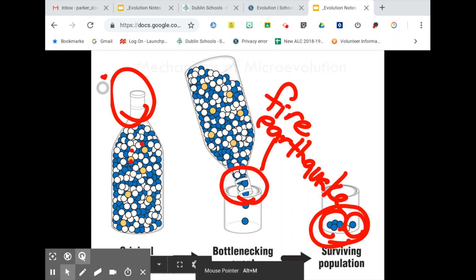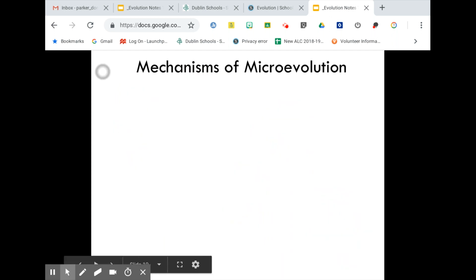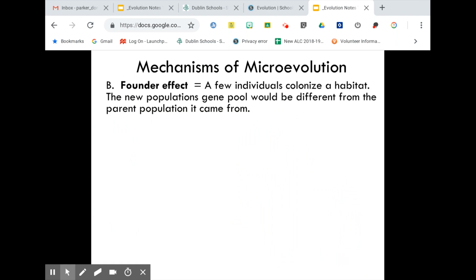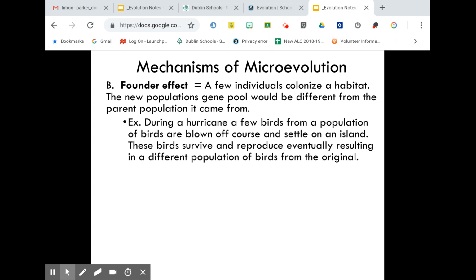Another example of microevolution would be something called the founder effect. And this is just where a few individuals might colonize a habitat, and then the new population gene pool will be different from the parent population that was originally there. So this could be, for example, birds that fly into or are blown off course and end up on an island. Those birds survive and reproduce, and as a result, you end up with a different population of birds from what was originally on the island.